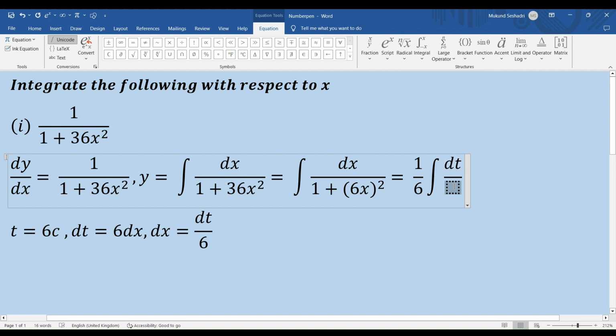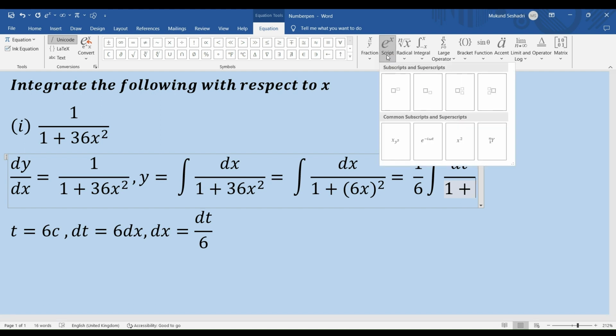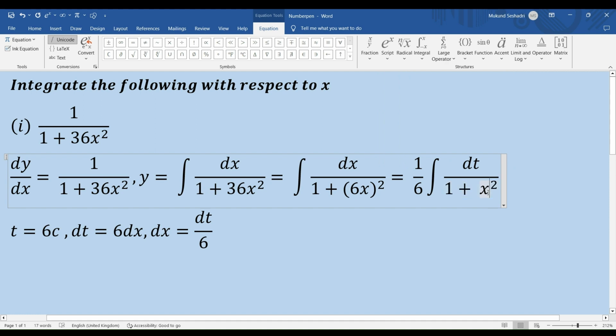Now this is something which I'm quite familiar with. And why is that? Because I know that my d by dx of tan inverse of x is nothing but 1 by 1 plus x square. And therefore, my tan inverse of x plus c, where c is an arbitrary constant, is the antiderivative for dx by 1 plus x square, right? And in place of x, we have t here. Therefore, I know that this is quite simple.